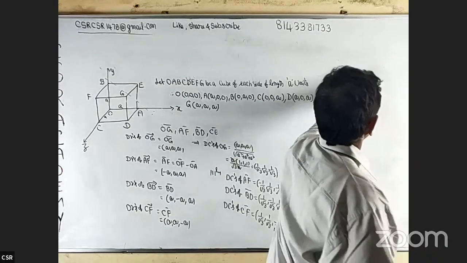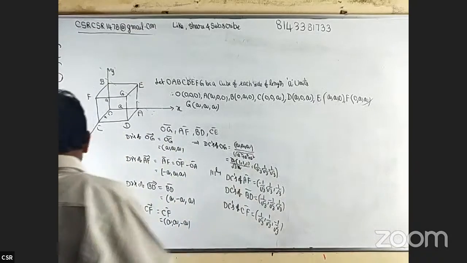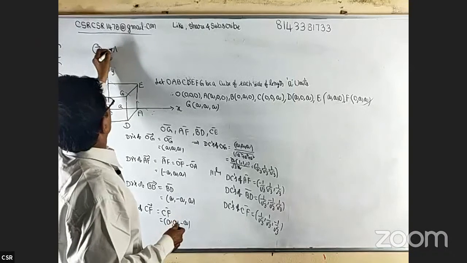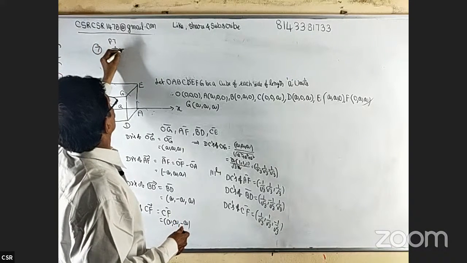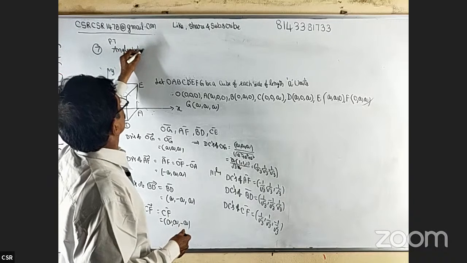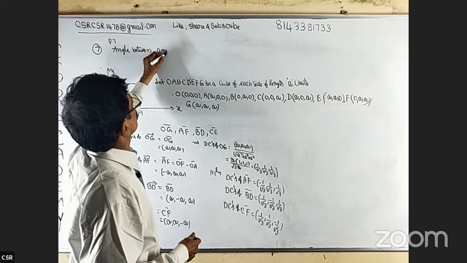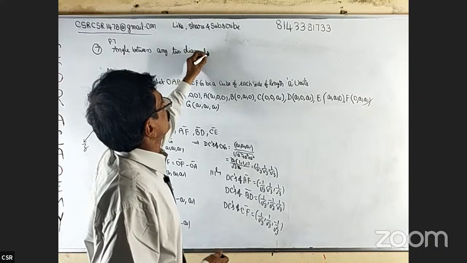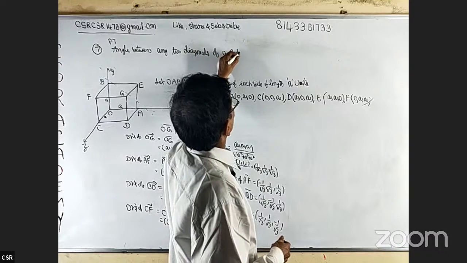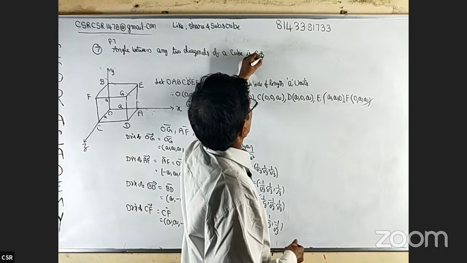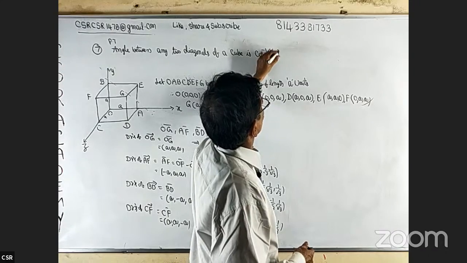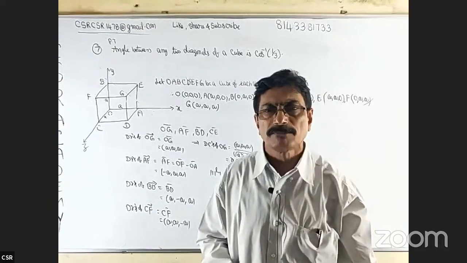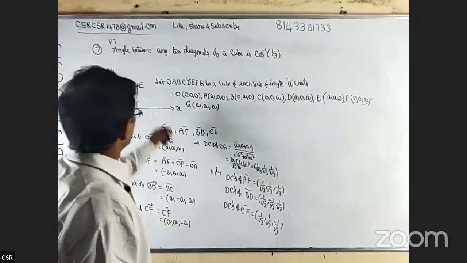That is also an important question. The question is: prove that the angle between any two diagonals of a cube is cos inverse 1/3. Angle between any two diagonals of a cube, here same, this part complete.